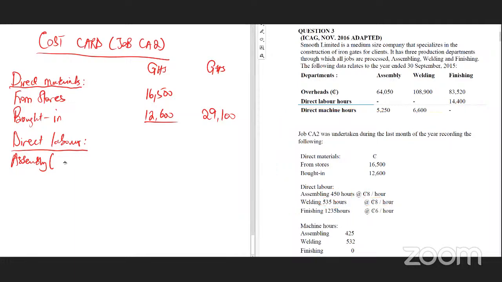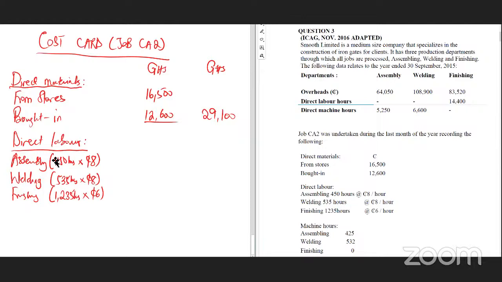So assembly was using 450 labor hours, and we are paying them 8 CDs, those in assembly, right? Those in welding were using 535 labor hours. We are also paying them 8 CDs. Then those in finishing worked 1,235 labor hours, but we are paying them 6 CDs per hour. So you see labor of different grades here.